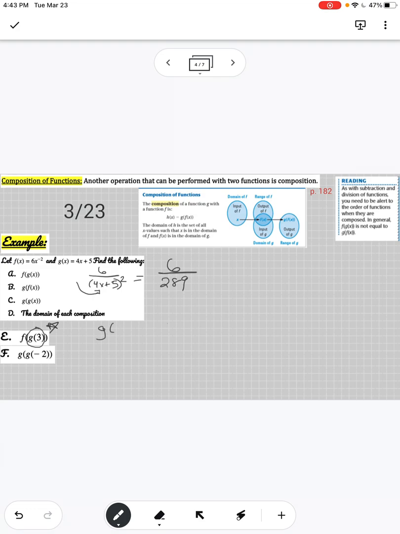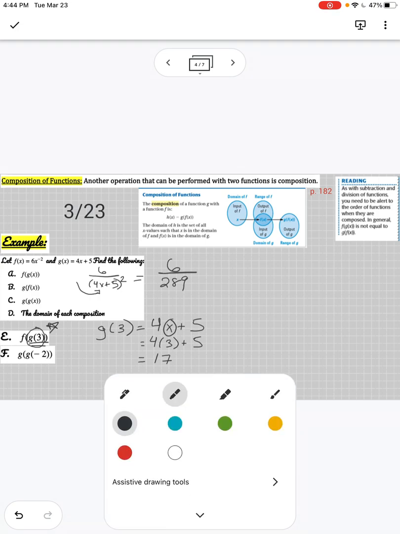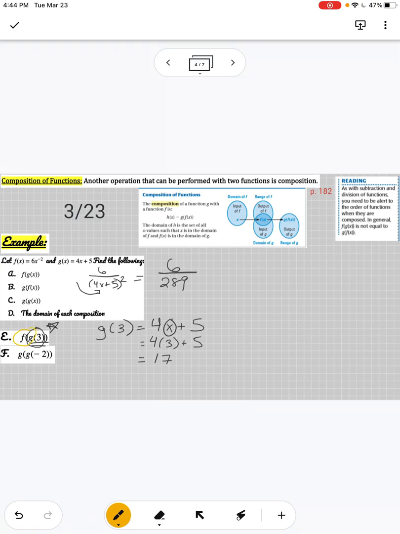So what we're going to do is find g of 3. In order to do that, we're going to use our g function, which is 4x plus 5, right? And inside of x, we're going to replace our value of 3. That would give us 12 plus 5, which is 17. All right? Now, if you see here, we found what g of 3 is. It's 17.